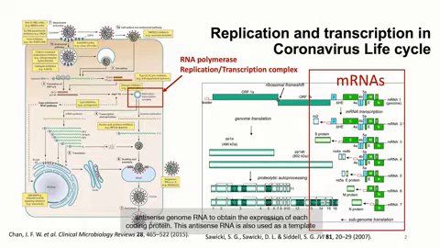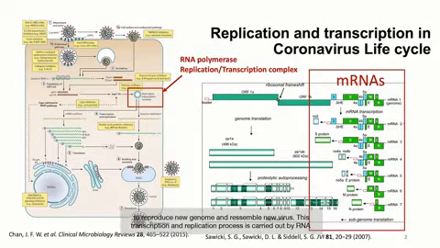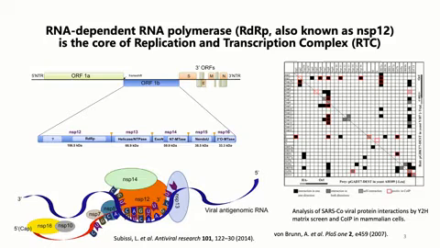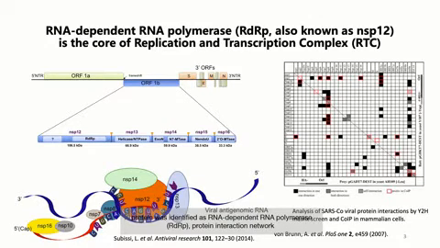This antisense RNA is also used as a template to reproduce new genome and assemble new virus. This transcription and replication process is carried out by RNA polymerase. After years of careful study, non-structural protein 12 was identified as the RNA-dependent RNA polymerase, RdRp.